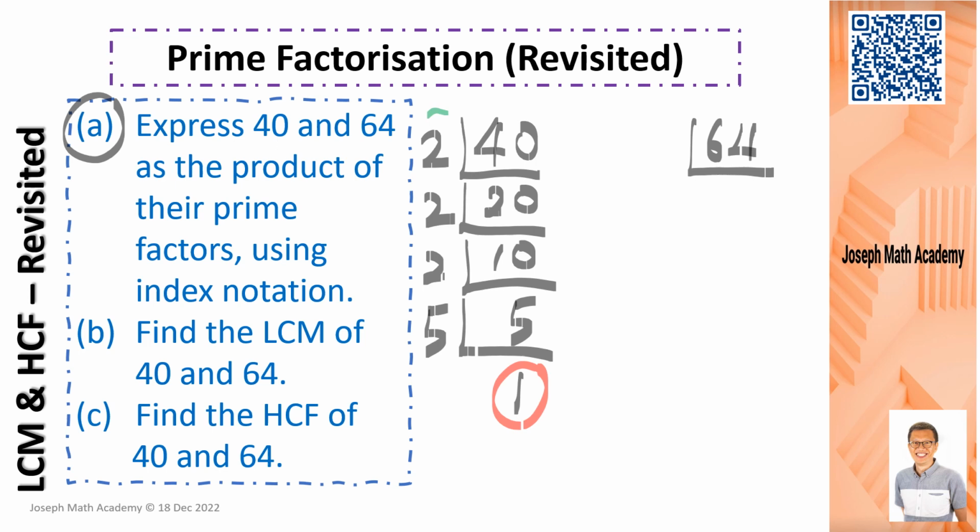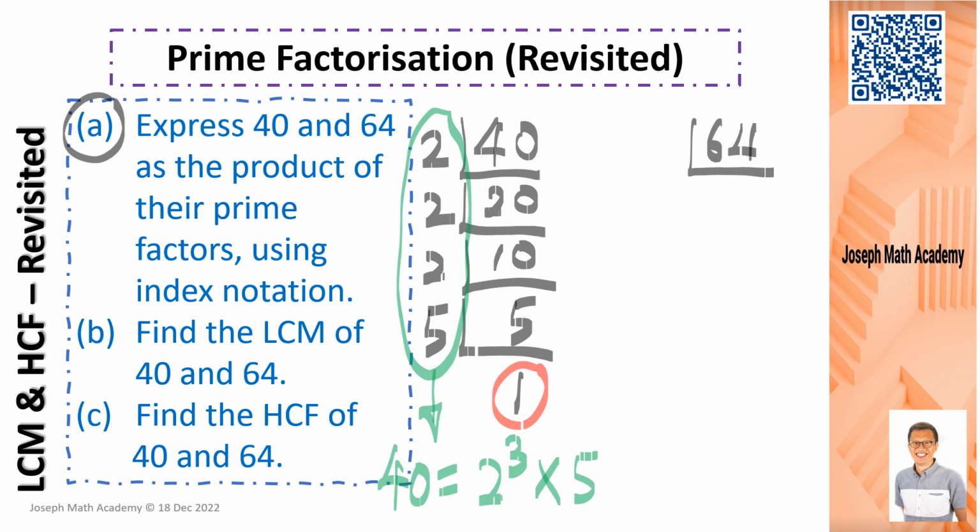So the numbers here would be known as the prime factors of 40. When we multiply 2 times 2 times 2 times 5, that gives us 40. So to write 40 as a product of its prime factors, we should have 40 equals 2 to the power of 3 times 5. It's quite easy to understand.